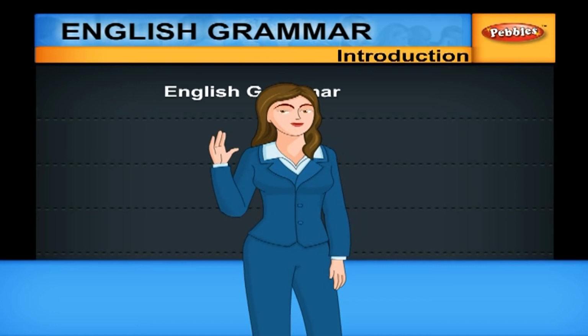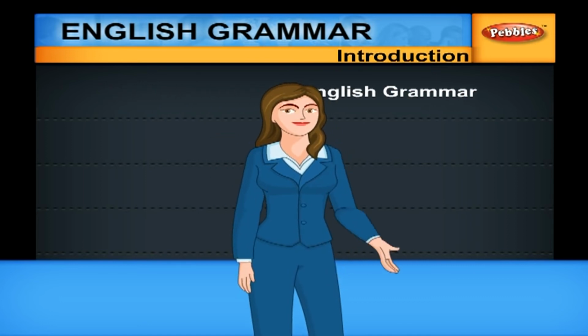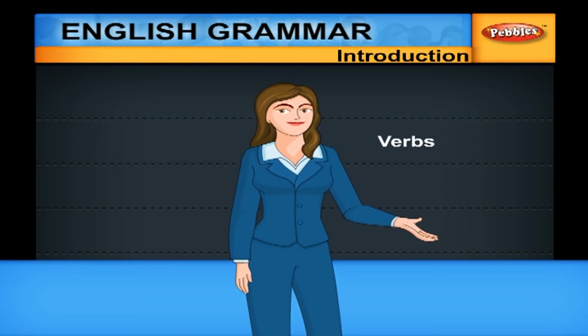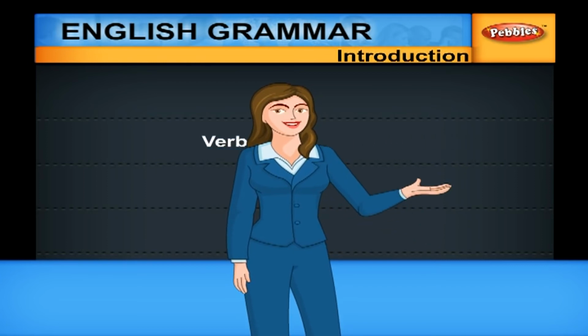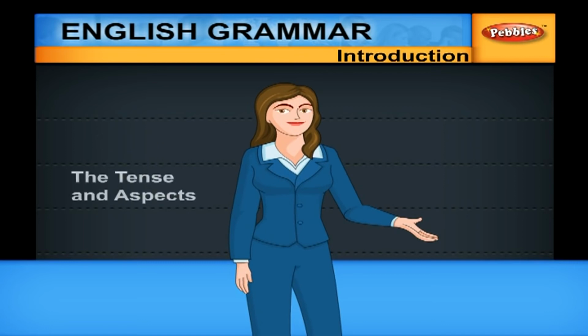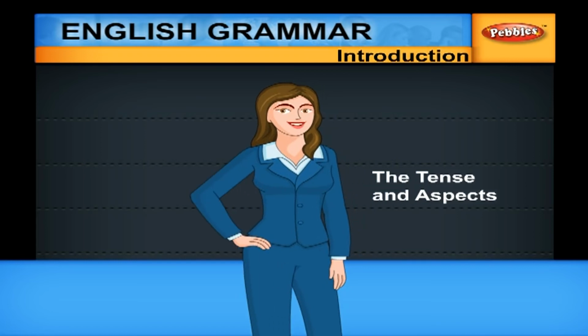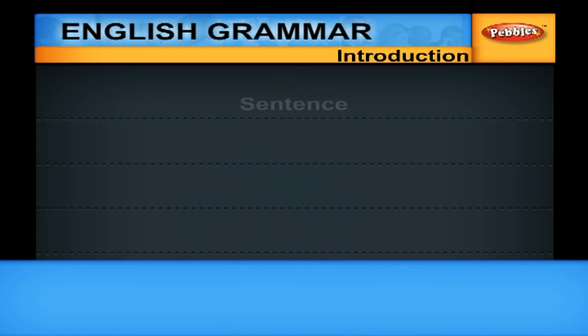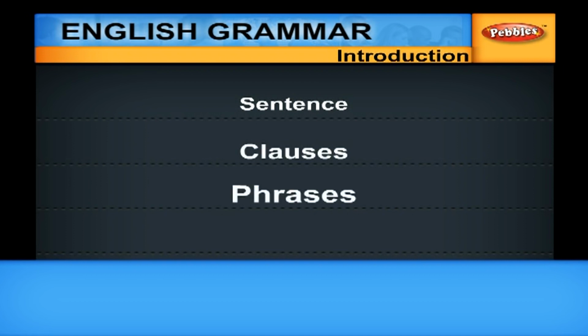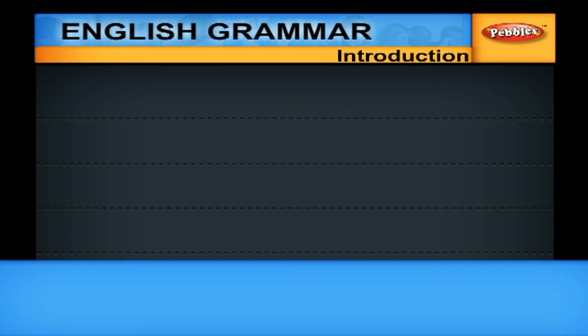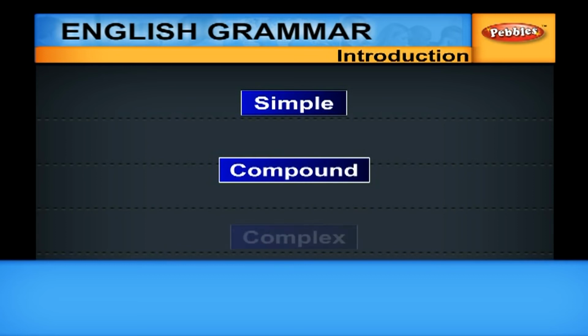Now, you can understand that a language is structured at different levels. At the highest level, you have sentence. At the lowest level, you have word. And in between, you have clause and phrase. A sentence is made up of clauses. A clause is made up of phrases, and the phrase is made up of words. A sentence can be simple, compound, and complex.